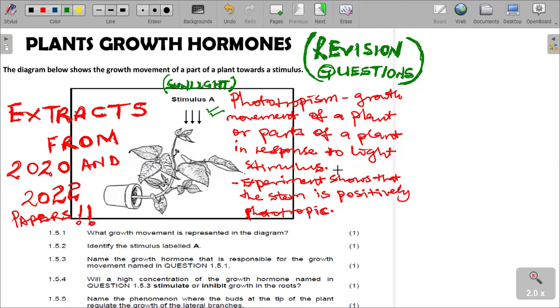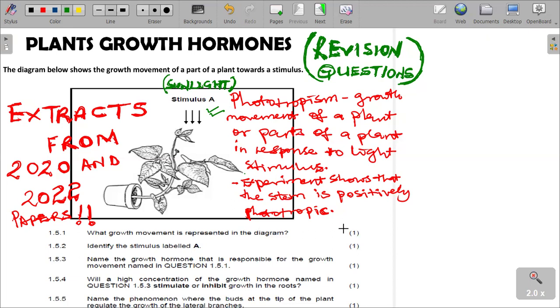So I just came with some questions here that we are going to use in order for us to conclusively say that we have comprehensively answered and covered this chapter. Without wasting any time, we want to quickly go into these questions. There is a diagram given on the board. These are extracts taken from previous question papers, from 2020 and 2022, just to have typical presentations of the questions.